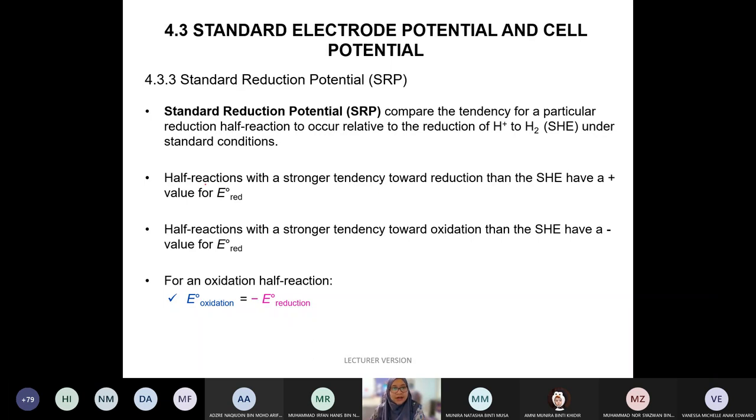Macam ni, dia punya cara. Half reaction with a stronger tendency towards reduction than the SHE, the value of E naught reduction should be a positive value. The more positive the value, the higher the tendency it is to be reduced. This is very important. Lagi satu, half reaction with a stronger tendency towards oxidation than the SHE have a negative value of E naught reduction.